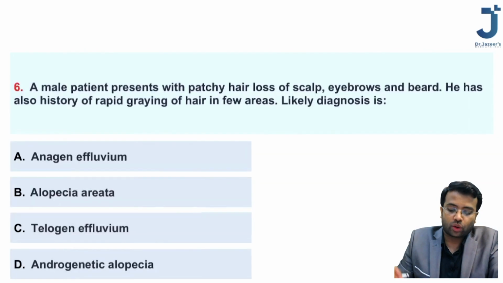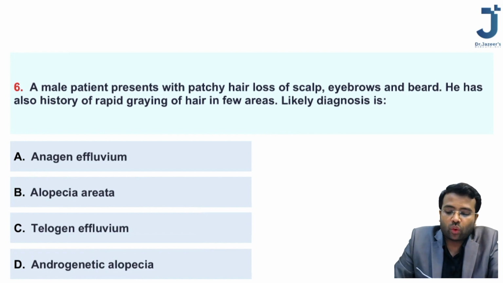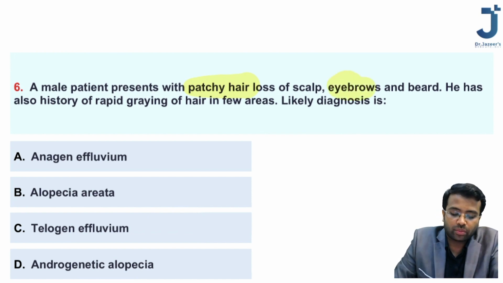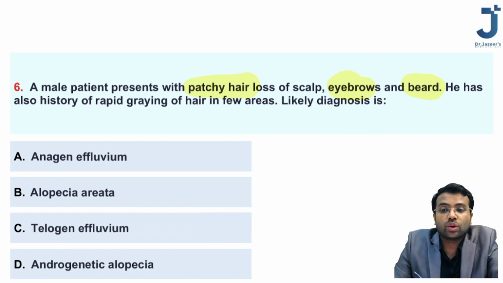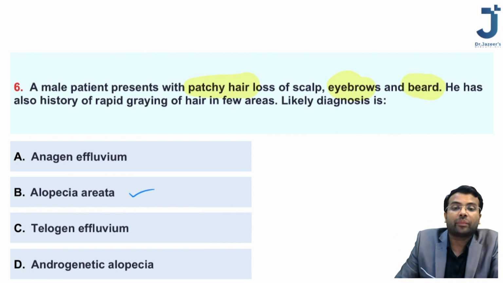So now let's go to the next MCQ. A male patient presents with patchy hair loss. Again, the same thing happens. What is it? Patchy hair loss. And this hair loss is not limited to the scalp, but is also going towards the eyebrows as well as the beard area. He also complains of rapid graying of the hair in a few areas. So what is the likely diagnosis? Again, patchy hair loss, it's simple.